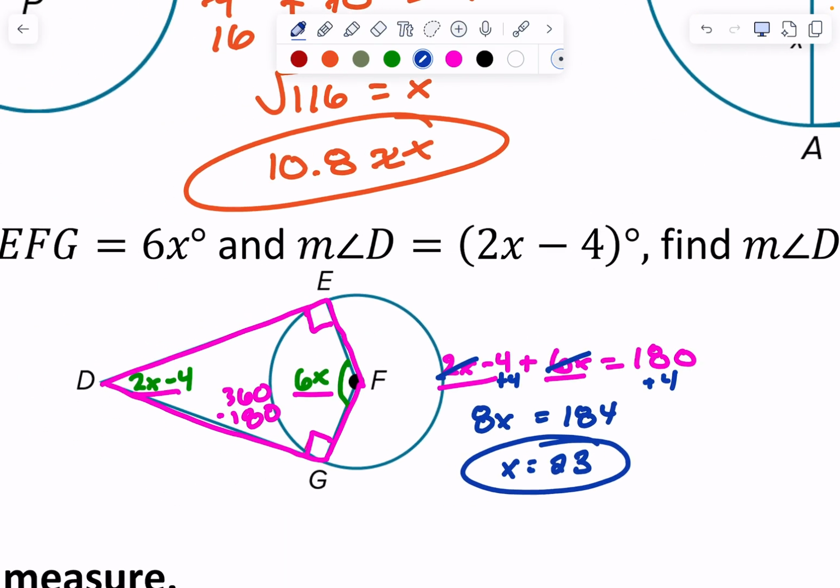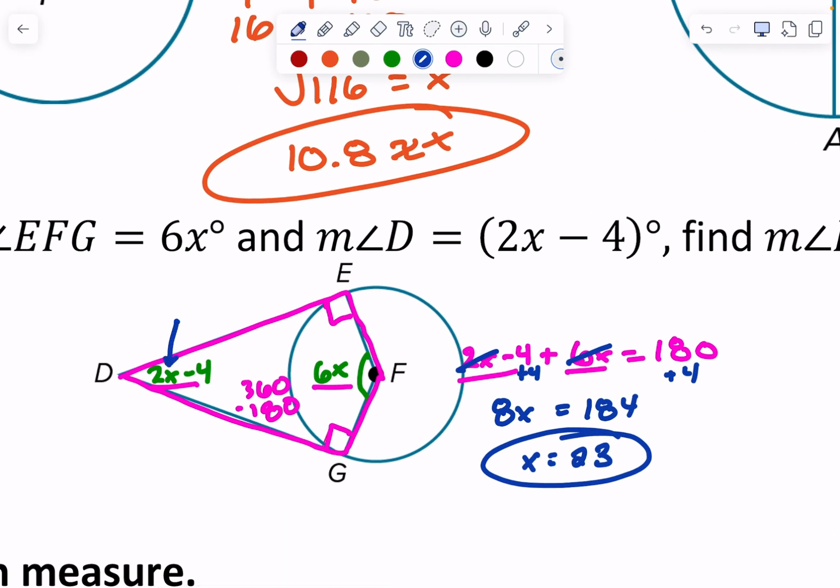But they want the measure of angle D. So if 23 goes in there, 2 times 23 is 46 minus 4. 42. 42 degrees. There you go. Happy with that? Now, one thing that people might try to do is 2x minus 4 equals 6x. Use your reasoning. Do those two angles look the same? No, they don't. This is an obtuse angle, and that's an acute angle. There's no way those two things are the same. Do not set them equal.